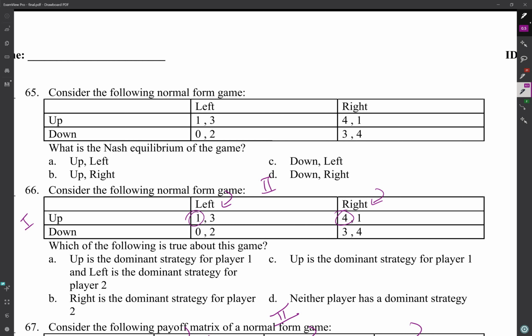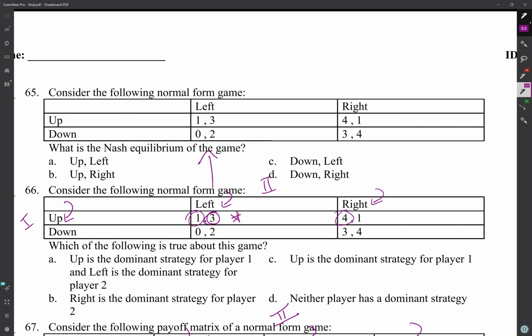Let's see if player 2 has a dominant strategy. So let's put ourselves in player 2's shoes. So player 2 can choose left or right. So let's say that player 1 chooses up. Well, if player 1 chooses up, player 2 could get a payoff of 3 if they chose left, or 1 if they chose right. So left is going to be better. So they're going to choose left. That is a mutual best response. That is a Nash equilibrium. Question wasn't asking for that. It was up here, I guess, but we weren't doing that one.